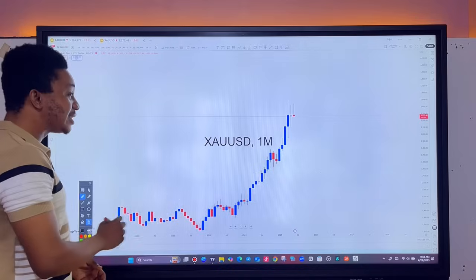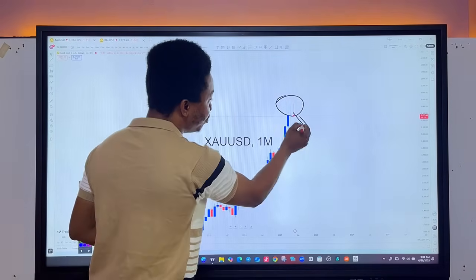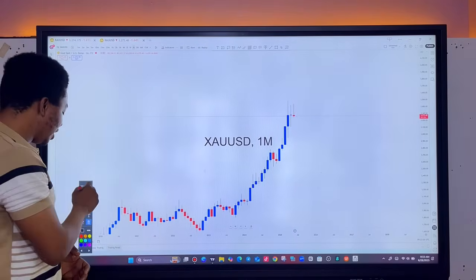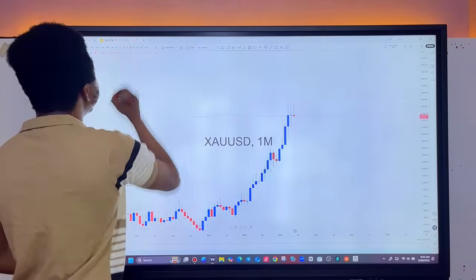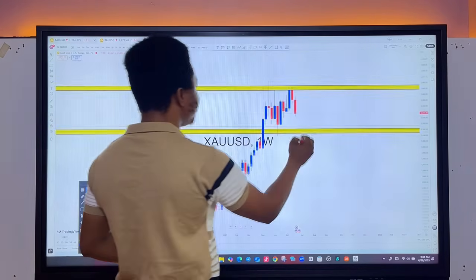Now, on the monthly, since we are seeing a lot of sell pressure here, it's very evident that gold price will be dropping as we take you through the other time frames as well. So good, let's start the analysis on the weekly time frame. Okay, so this is the weekly time frame on gold.